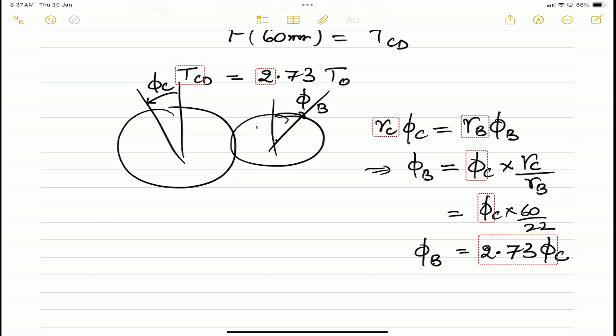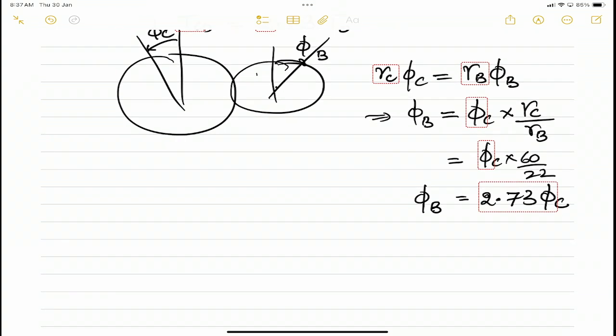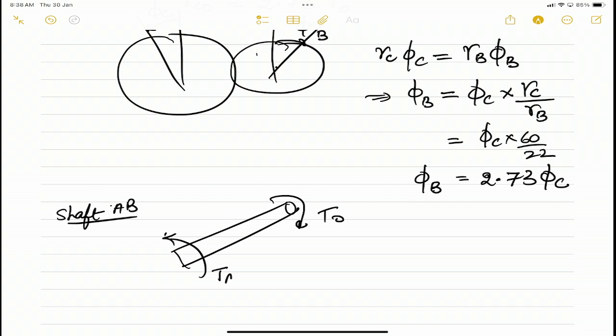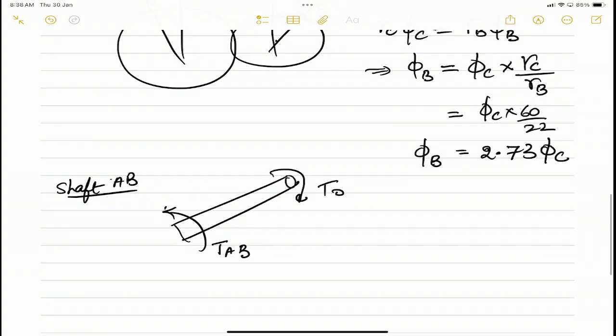Once we have got these two things, then I think solving this problem should be no big deal. And let me complete it for you. So then if we look at the shaft AB, then we have T0 here. So we will get TAB.